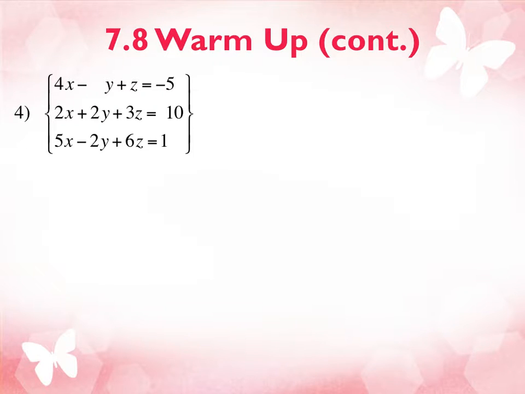And the last one is your 3 by 3. So now I do a 3 by 3 determinant for all 4 of those. So D itself is the X's, the Y's, and the Z's. So 4, 2, 5, -1, 2, -2, and 1, 3, 6. Duplicate the first 2 columns.